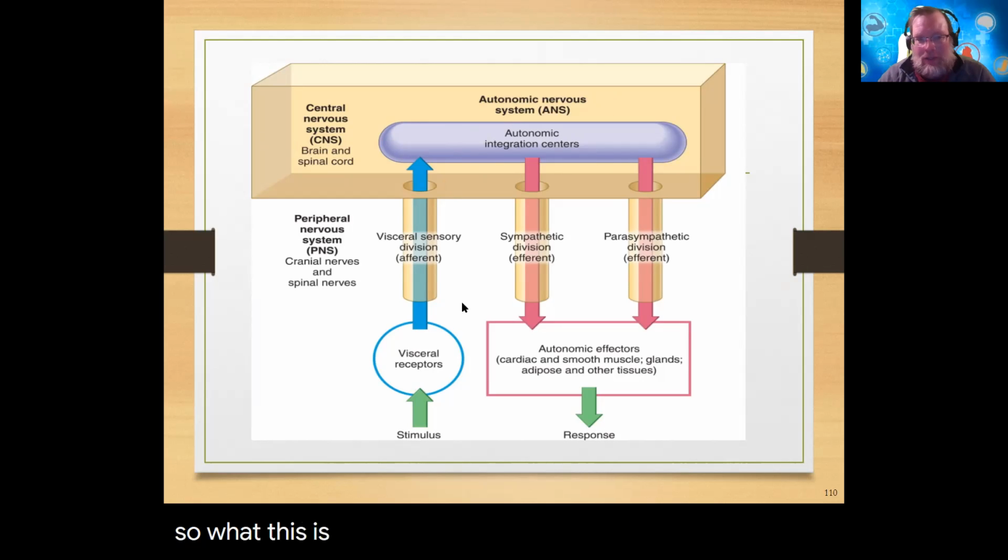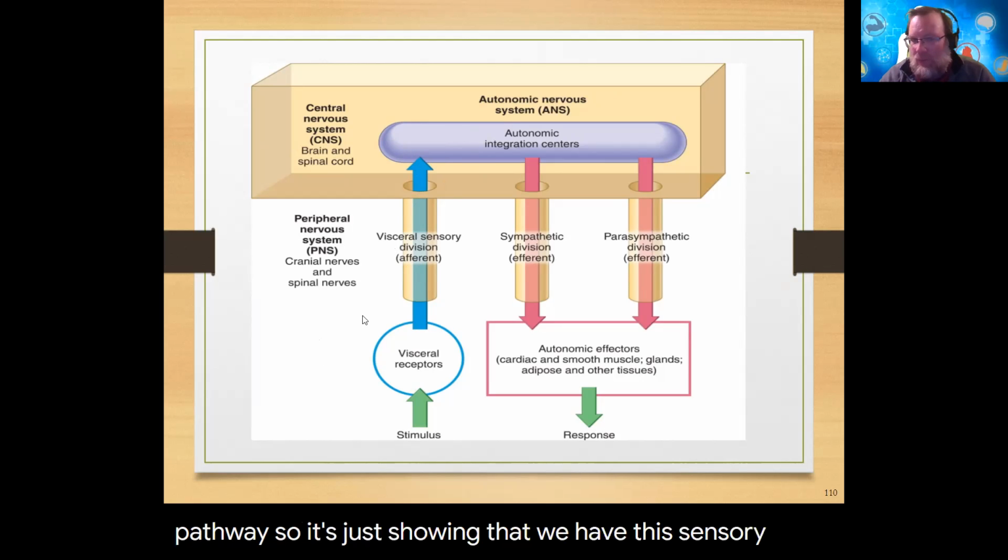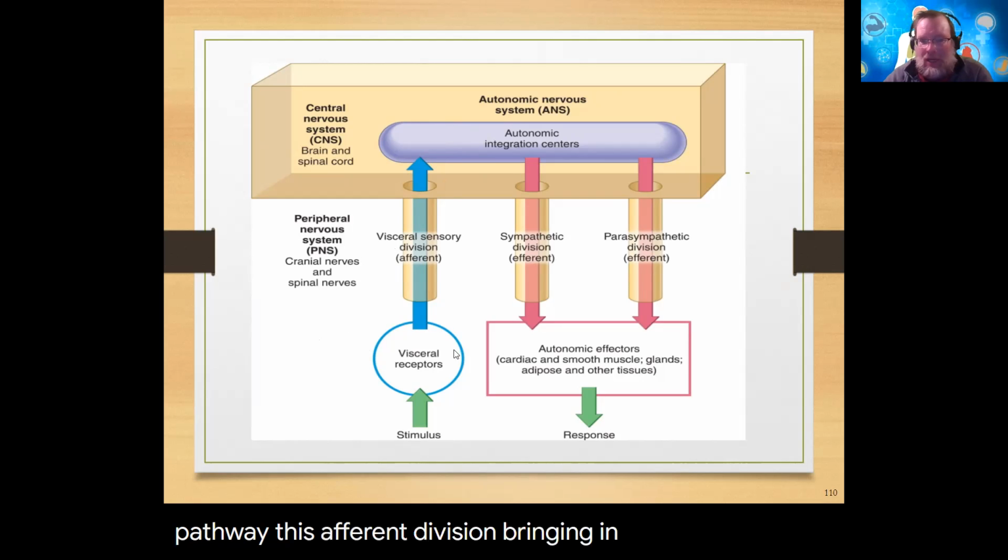So what this is showing, down here, are the nerve pathways. It's showing that we have this sensory pathway, this afferent division bringing in stimuli. This particular one is showing visceral receptors, visceral meaning inside of the body. These visceral receptors are bringing stimuli, and oftentimes it relates to blood glucose levels, blood calcium levels, pressure, blood pressure receptors. So anyway, a multitude of different inflammatory receptors.